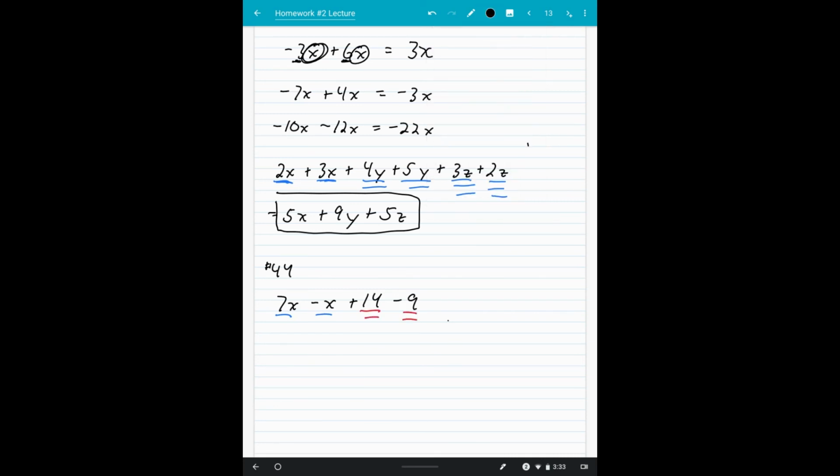So if we look at this, 7x minus x makes 6x. 14 minus 9, since those are two separate numbers, they're not variables, we still combine them like numbers. That would make positive 5. This would be your final answer because we cannot combine variables and numbers.